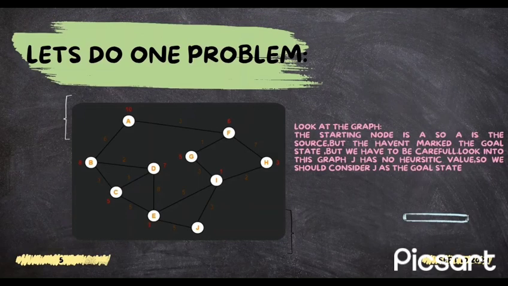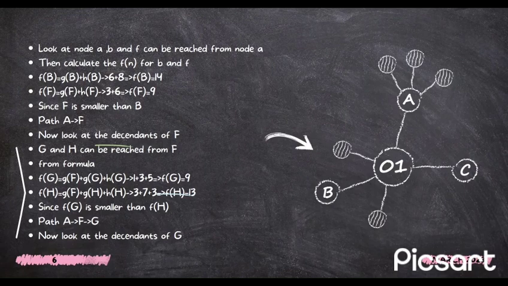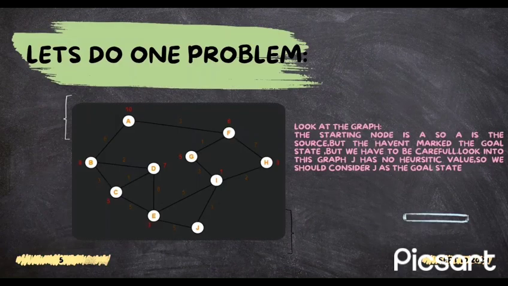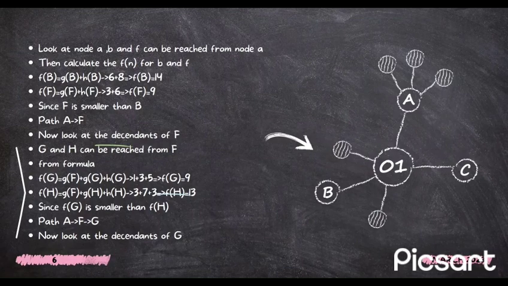When I calculate f(B), I get 14, and when I calculate f(F), I get 19. From these two equations, I can conclude that B is smaller than F. So the path would be A to B, and since B is smaller, I have to look at the descendants of B. B has G and H, so I calculate f(G) and f(H). When I calculate it, I get f(G) as 9 and f(H) as 13. Since f(G) is smaller, I take G's descendants, and the path now would be A to B to G.